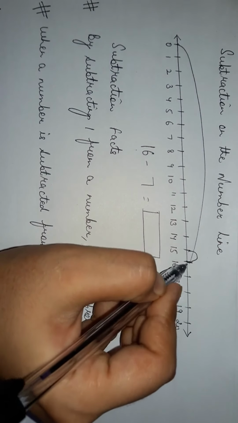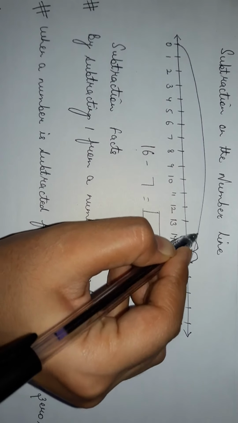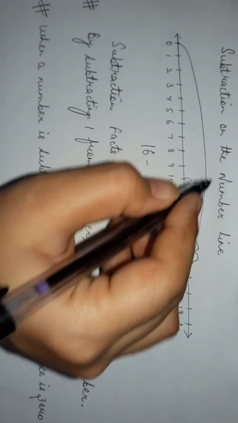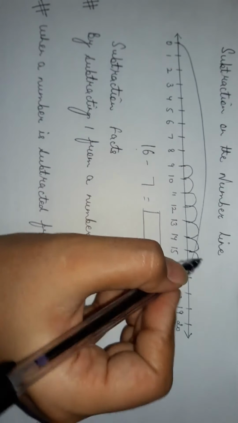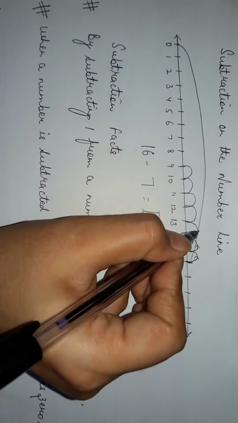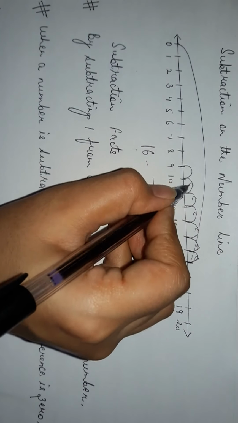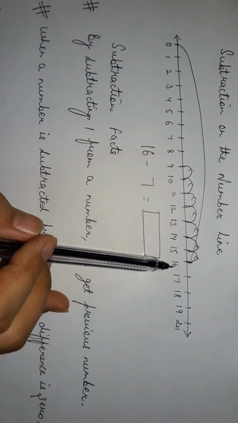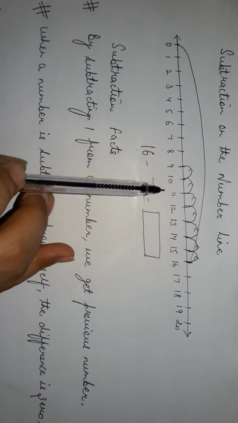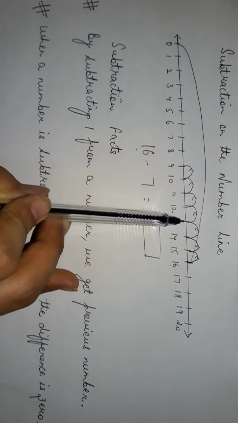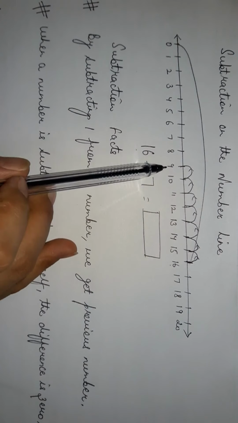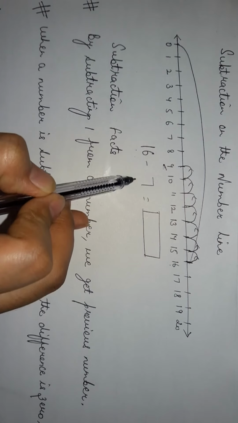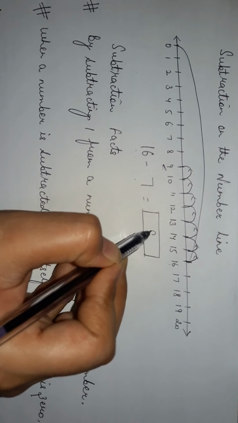Count 7 steps backward. 1, 2, 3, 4, 5, 6 and 7. Draw the arrows like this. Now see where you have reached after moving 7 steps backward. 1, 2, 3, 4, 5, 6, 7. You reached the number 9. So it means 16 minus 7 equals 9.